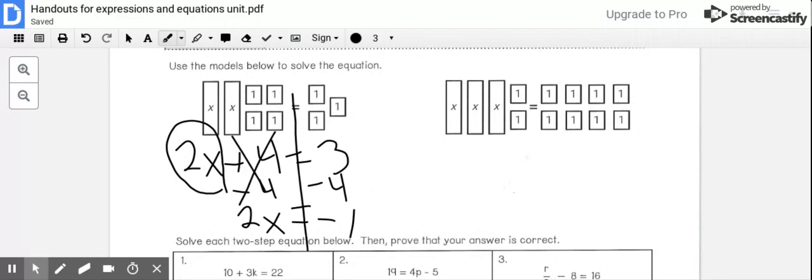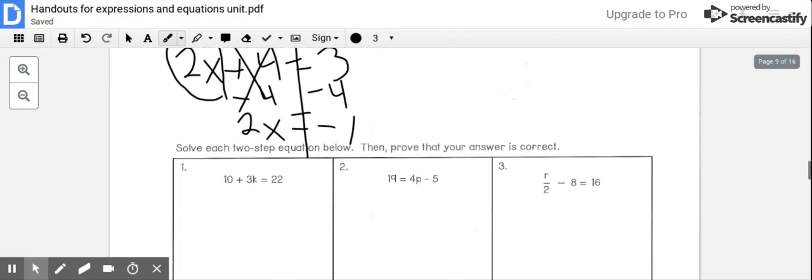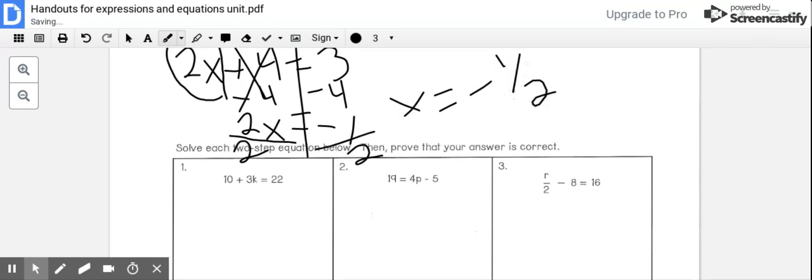And then we have 2x equals -1. And so we want to get the x by itself. So we're going to divide by 2 and divide by 2. And we have x equals negative, you can either just do 1/2 or you could do -0.5. Either one works. You can put it in any form like that.